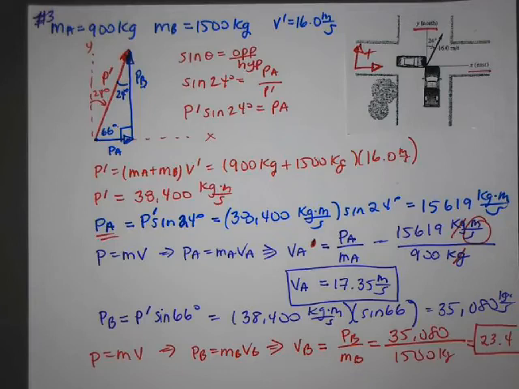So what I do is I use the prime to represent after the collision. The total momentum before is equal to the total momentum after. But momentum, like velocity, is a vector, so you cannot add them algebraically. You have to add them vectorially, which means adding them head to tail. And again, this is an example of a two-dimensional collision between cars.